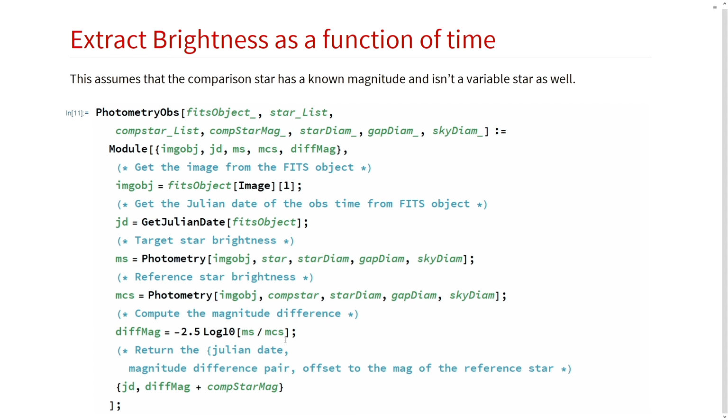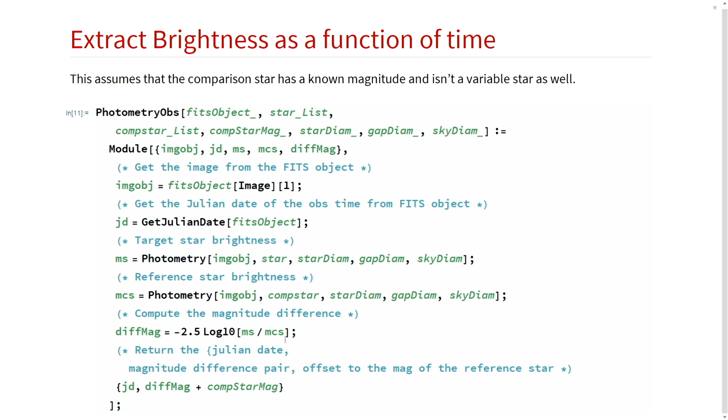So one more bit of complexity here. Now we want to be able to extract the brightness as a function of time. So we have this function here, photometry obs, and we'll give it a FITS object. We'll give it a list of coordinates in rows and columns where the star is located, a comparison star's coordinates, because we've got to make these observations relative to a non-varying star, and the magnitude of the non-varying star, and then the diameter of the star we're looking at, the gap diameter, which is the outer part of the gap, and the sky annulus diameter.